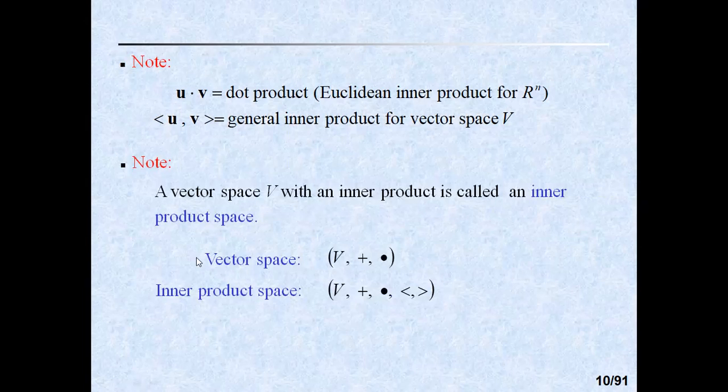This is an important note point. Remember, this is simply the dot product of the two vectors. This is called a general inner product for the vector space V. So a vector space with an inner product is called an inner product space. Generally the vector space can be represented as V with addition and scalar multiplication, but an inner product space can be represented with three binary operations: vector addition, scalar multiplication and inner product.